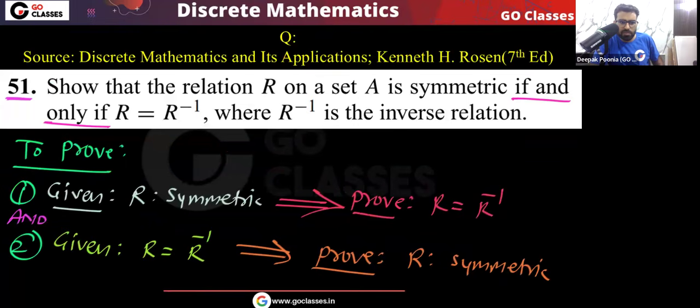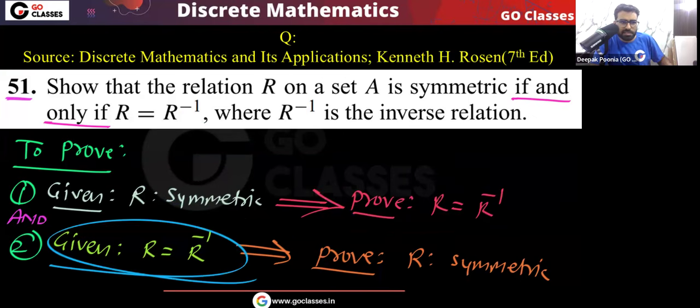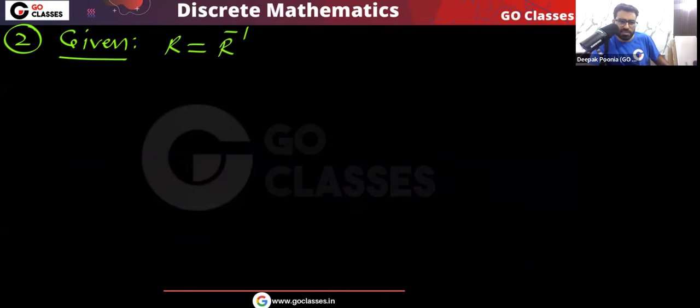And remember, the first one we have done means if the relation is given to you as symmetric, then we need to prove R equals R inverse. This we have done, and for this I have given you 2 proofs. Now let's see the second one: if it is given that R equals R inverse, can you prove that R will be symmetric? Now the second is, it is given that R equals R inverse. This is given to you. And what we need to prove is that R is symmetric.